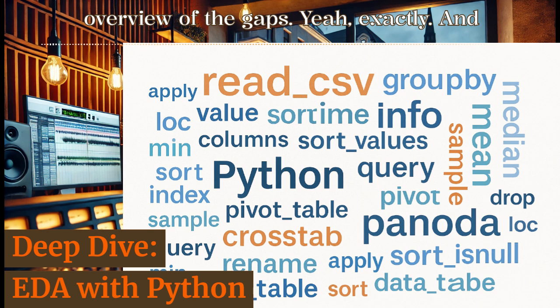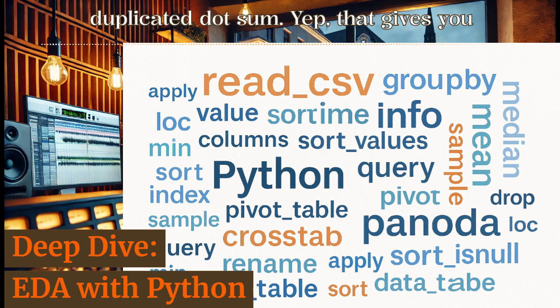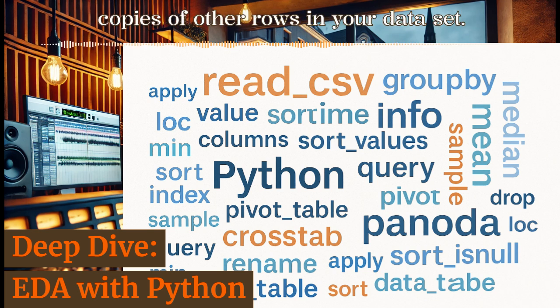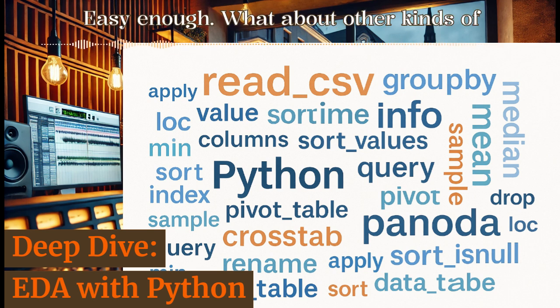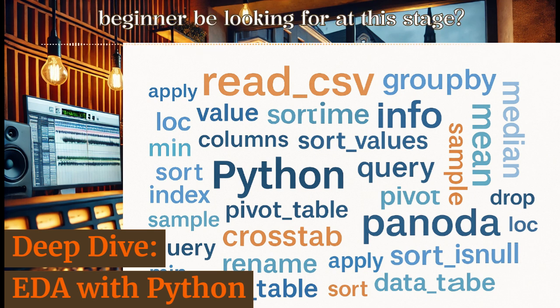Yeah, exactly. And finding duplicates is just as straightforward. You can use df.duplicated().sum(). That gives you the total number of rows that are exact copies of other rows in your data set. Easy enough. What about other kinds of data integrity issues? What else should a beginner be looking for at this stage?